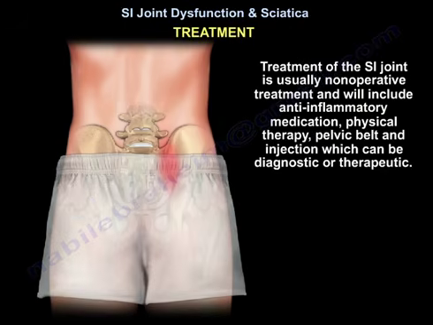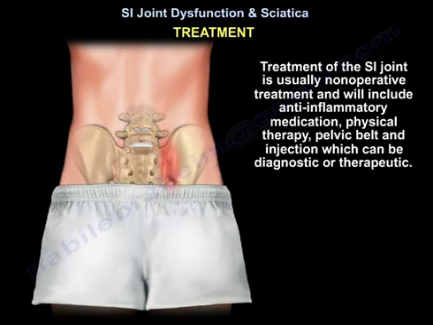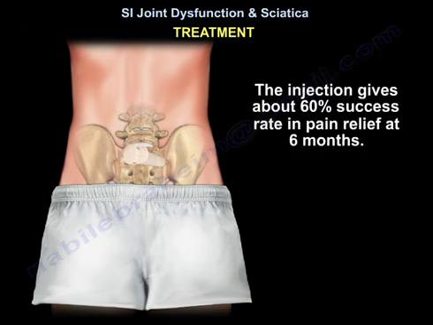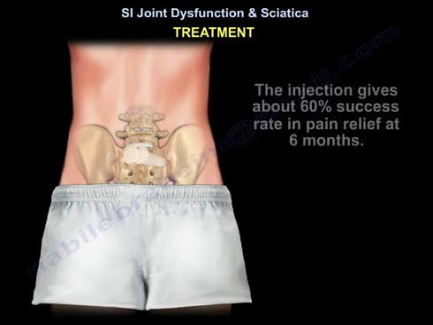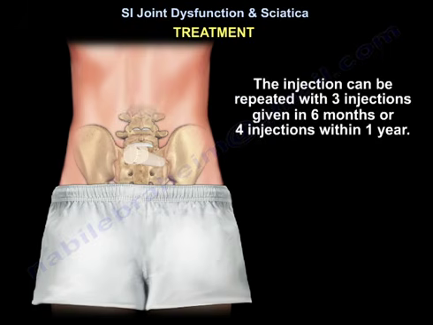Treatment of SI joint pain is usually non-operative and will include anti-inflammatory medication, physiotherapy, pelvic belt, and injection, which can be diagnostic or therapeutic. Injection gives about 60% success rate in pain relief at 6 months. Injection can be repeated, 3 injections in 6 months or 4 in 1 year.